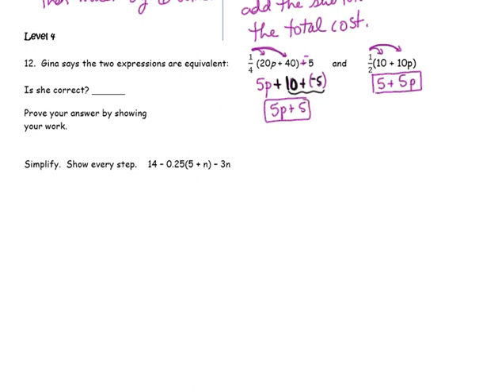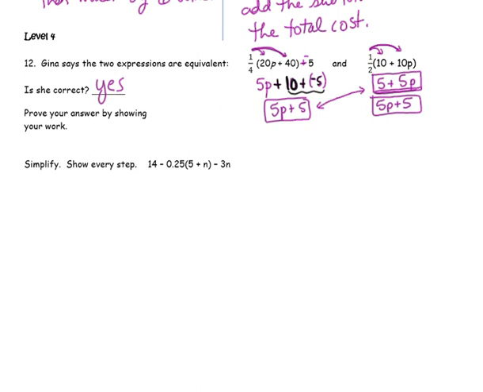Notice that we have the same value, just in a different order. But because of the commutative property, we could rewrite this expression as 5p plus 5, proving that they are exactly equivalent. So is she correct? The answer is yes, and I have shown my work.